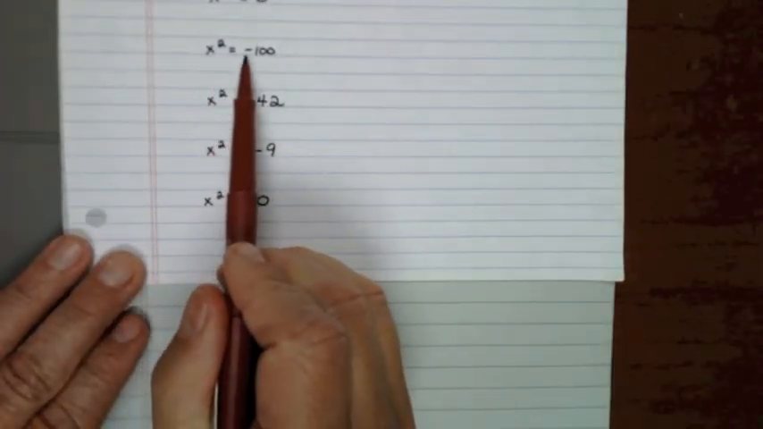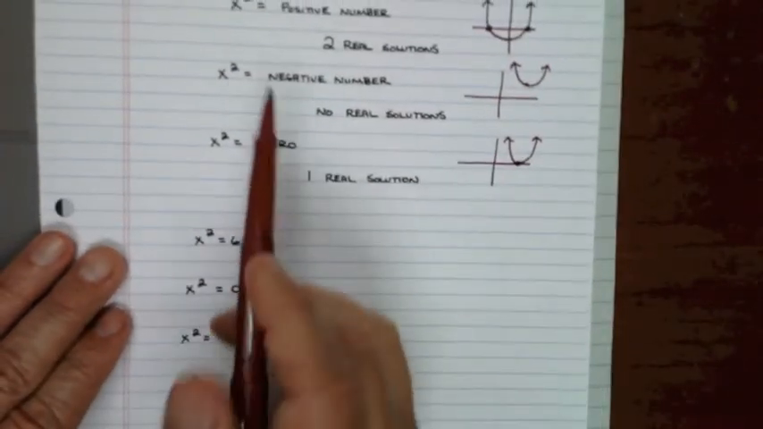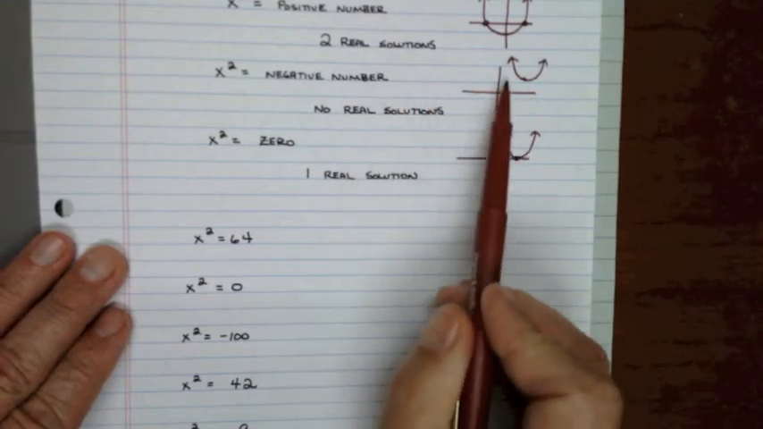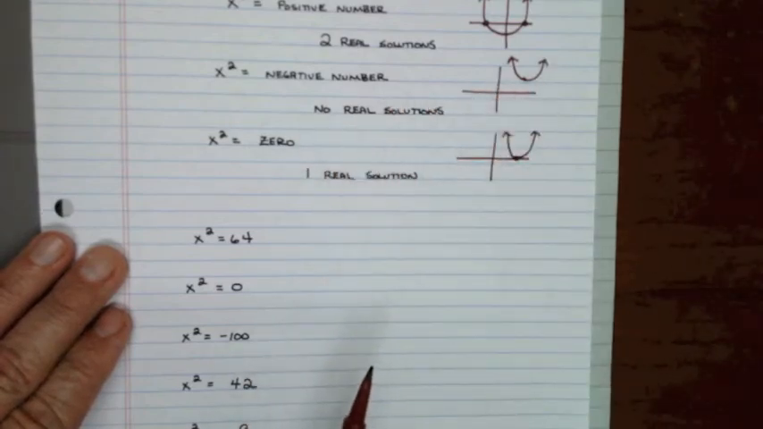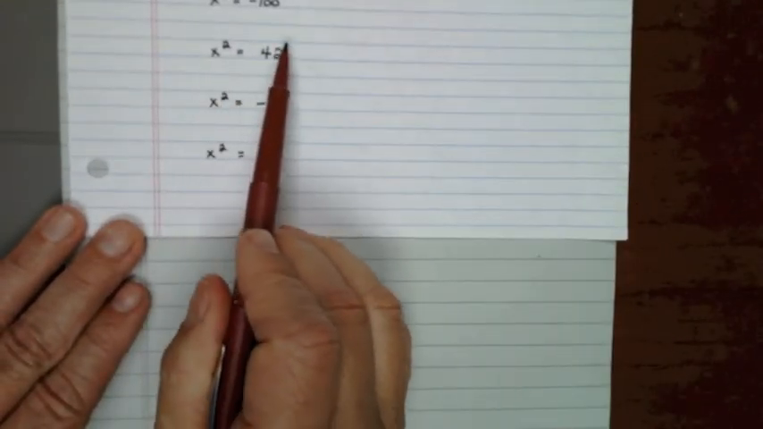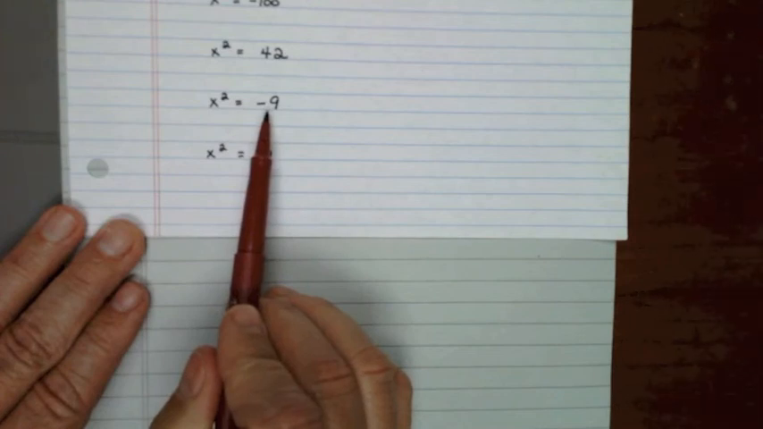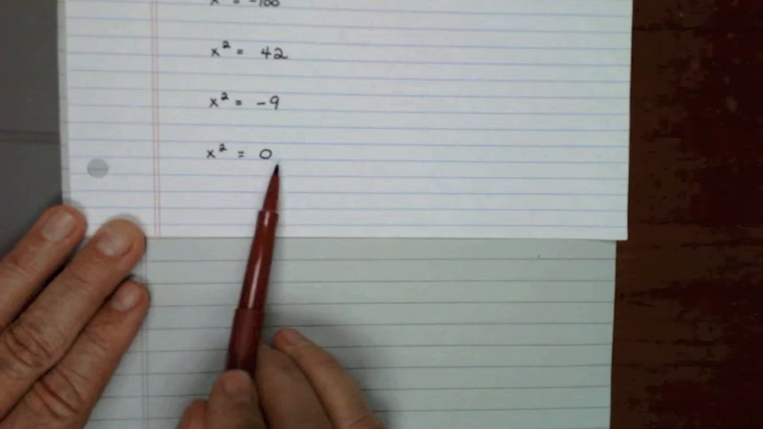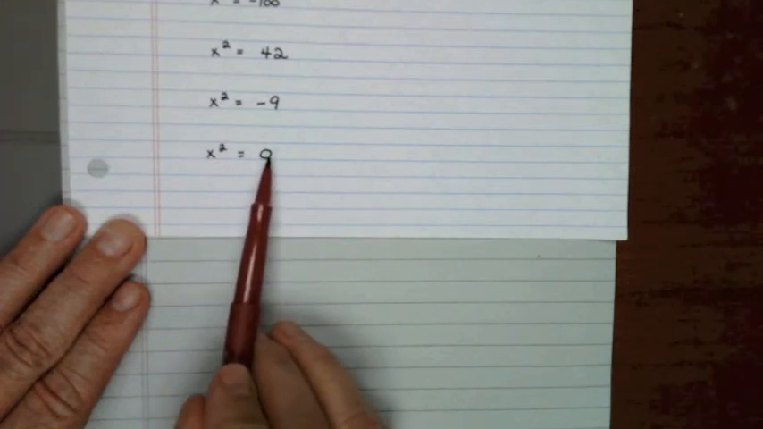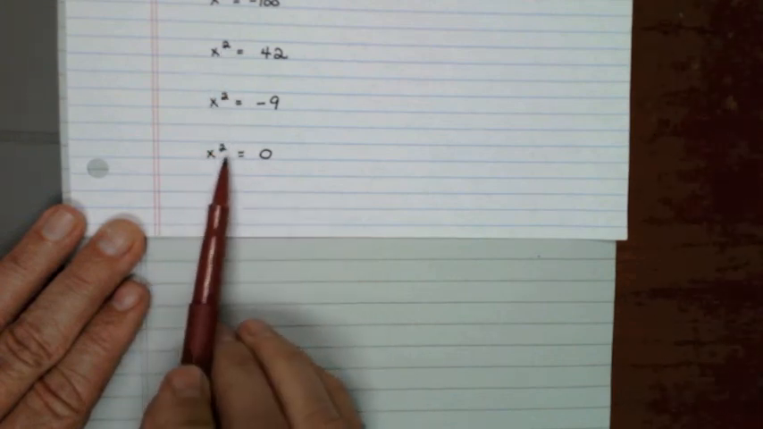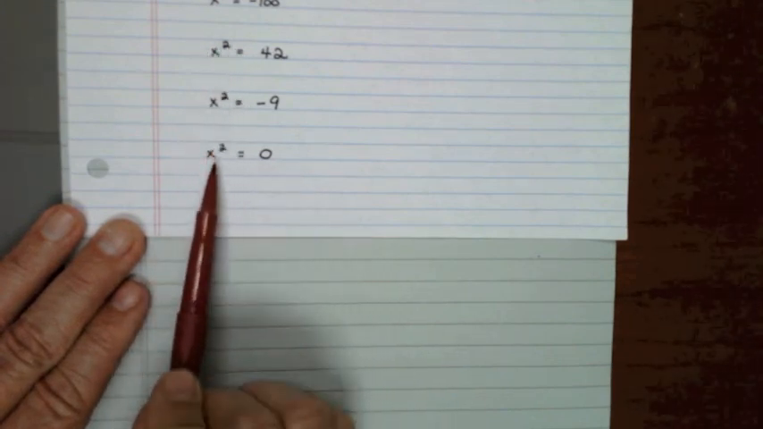X squared is equal to negative 100. Well, if you isolate the x squared, and you have a negative number over here on this end, there are no real solutions to this. So for this one, two real solutions because this is positive. This one, no real solutions because this number right here is negative. X squared is equal to 0. How many real solutions? One. This method only works when this x squared is isolated. So make sure you isolate that x squared before you apply this rule.